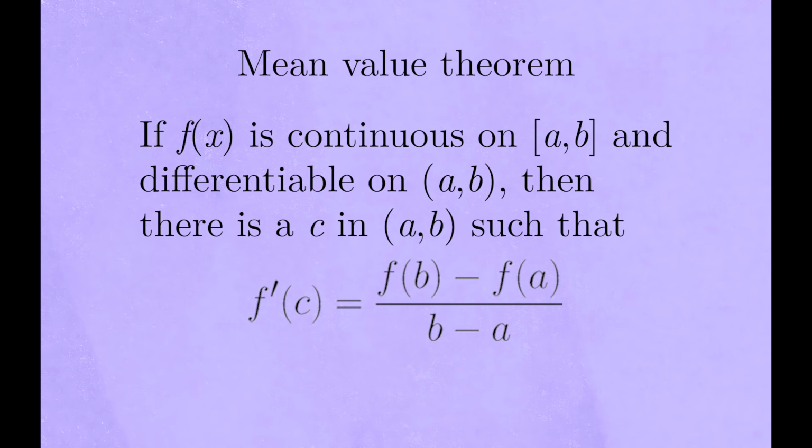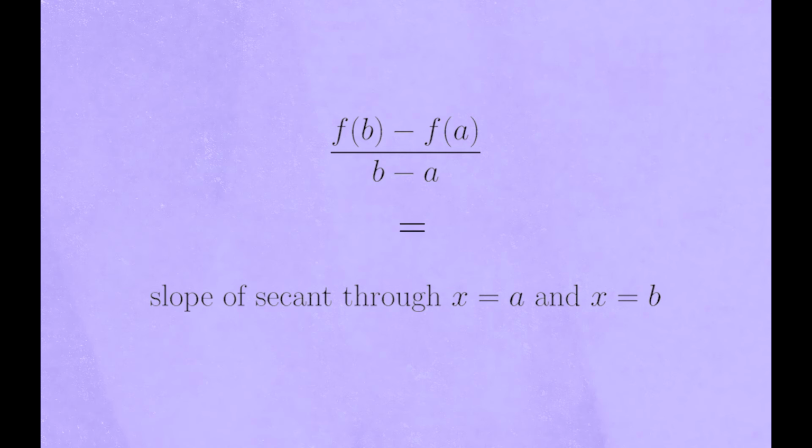The mean value theorem looks scary because the conclusion is complicated, but it is easier to understand if we note that f of b minus f of a over b minus a is the slope of the secant line to f of x at x equals a and x equals b. So then the mean value theorem tells us that as long as f of x satisfies the hypotheses of the theorem, then there is always a place x equals c between a and b where the tangent line at c is parallel to the secant line through a and b.